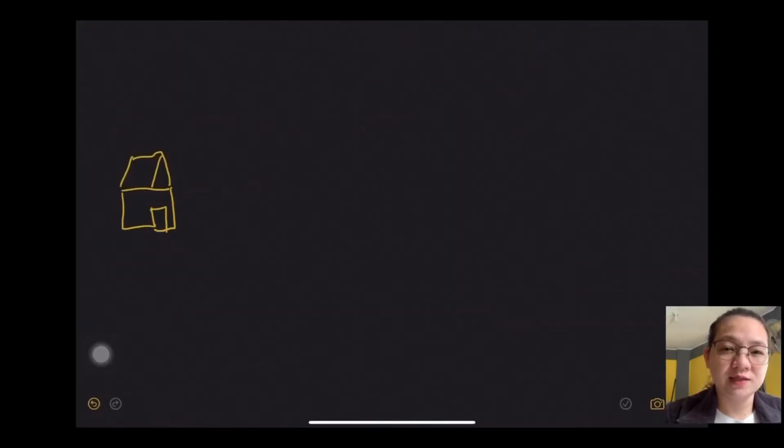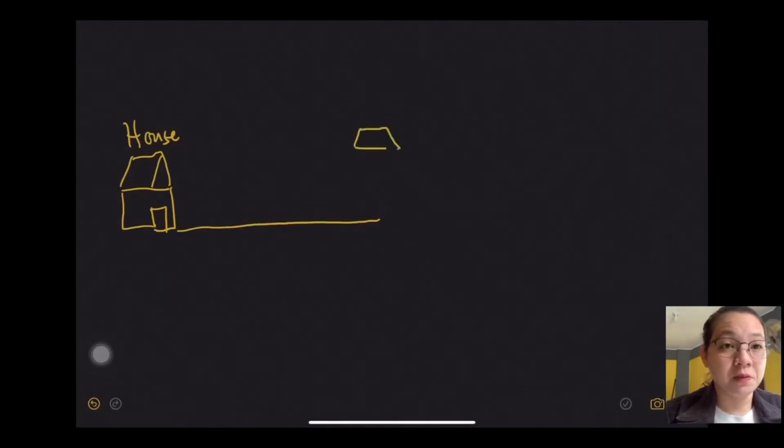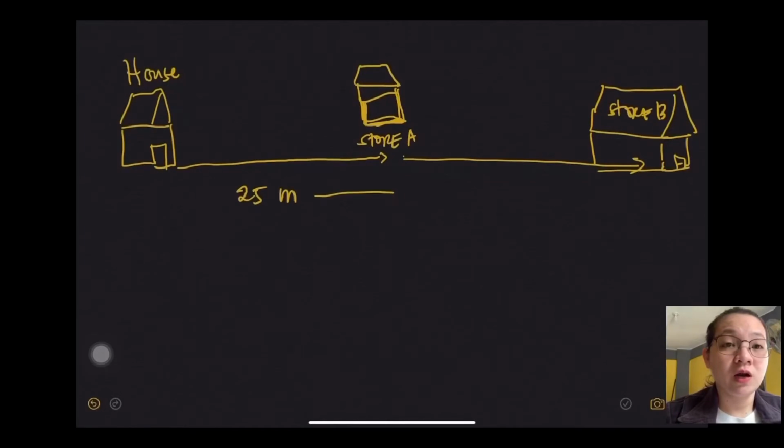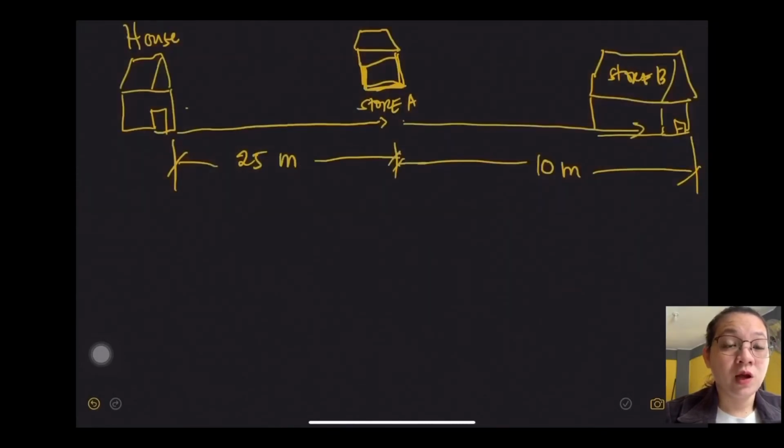Now, to further discuss that idea, let us have a sample problem which is almost the same but with different values, and also applying the adding vectors idea. Okay, this is your house. Your mother asked you to buy some goods from the grocery. And along the way, there is store A or the sari-sari store. The distance from your house to store A is 25 meters. On the other hand, the distance from store A to store B is 10 meters.